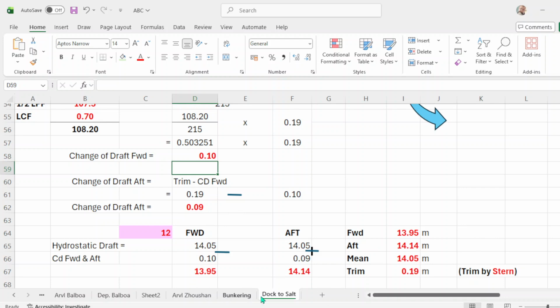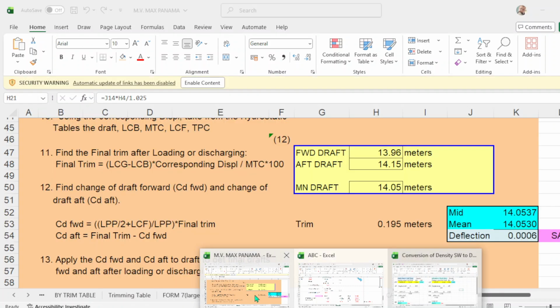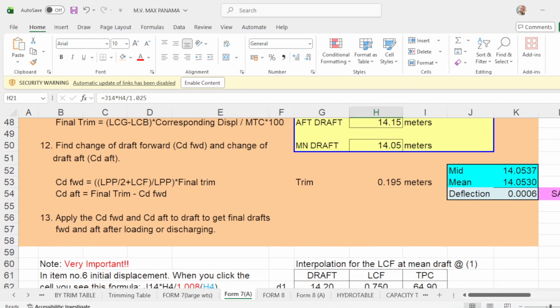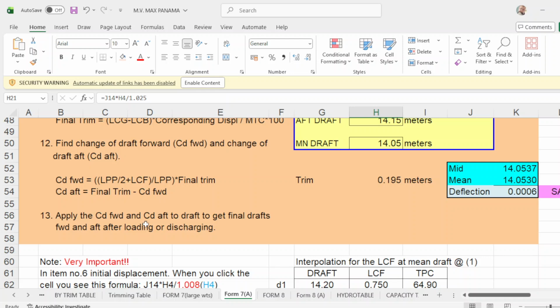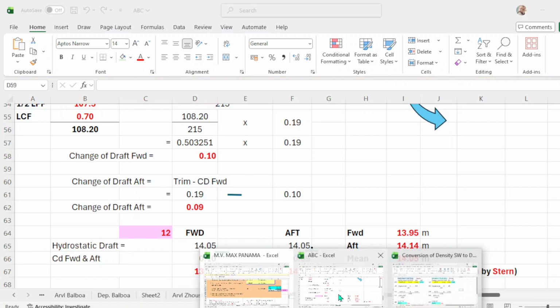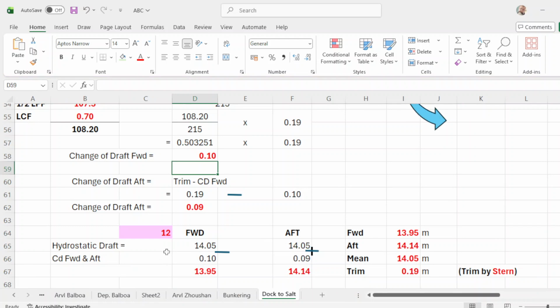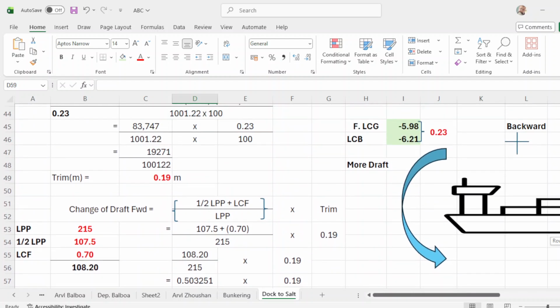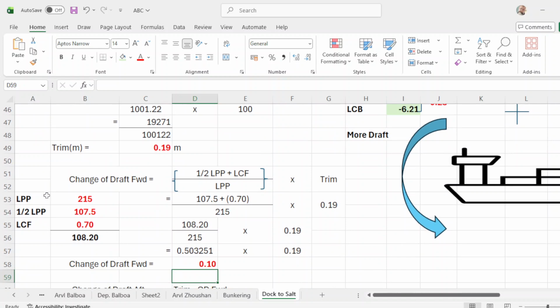Okay. Number 12. This is number 12 here. Number 13, it says apply the change of drop forward and up to get the final drops forward and aft after loading or discharging. So that will be 13. Sorry, this is 12. Okay, this should be 12. This is 12. Okay, and this will be 13.